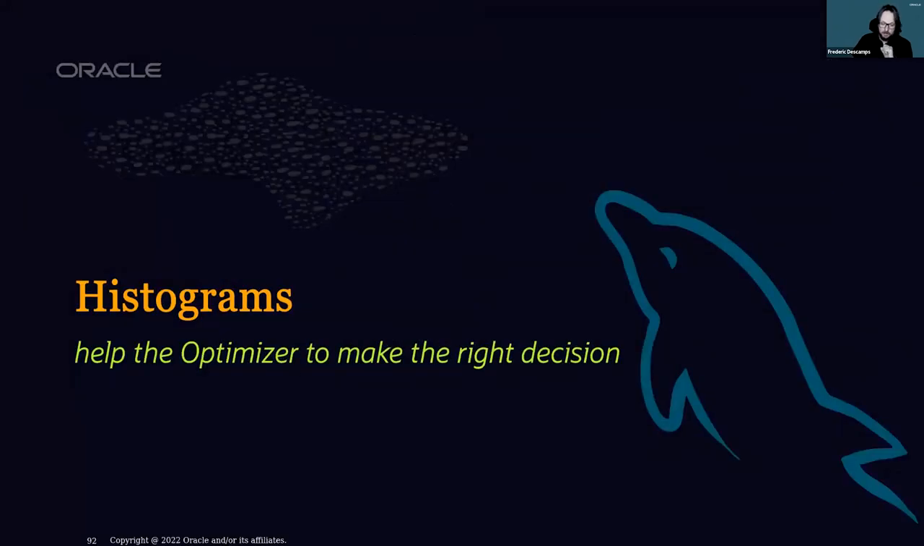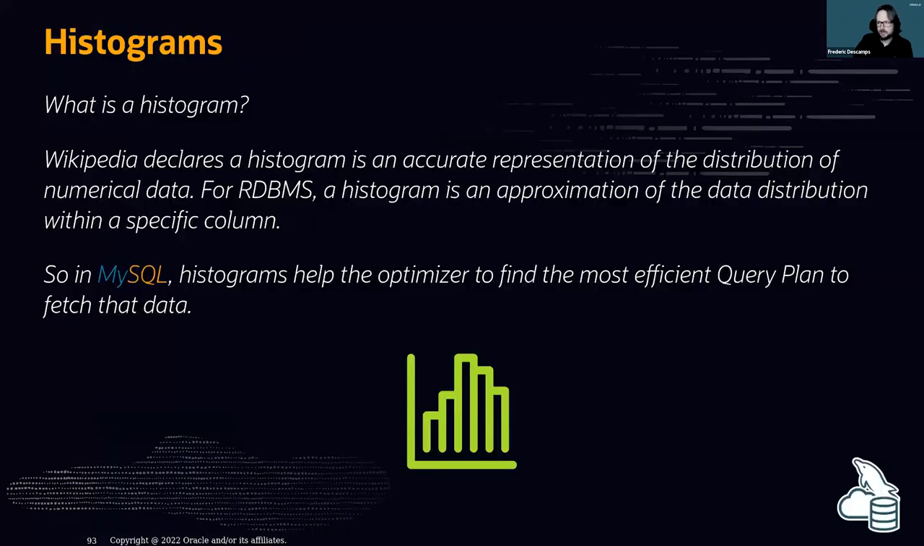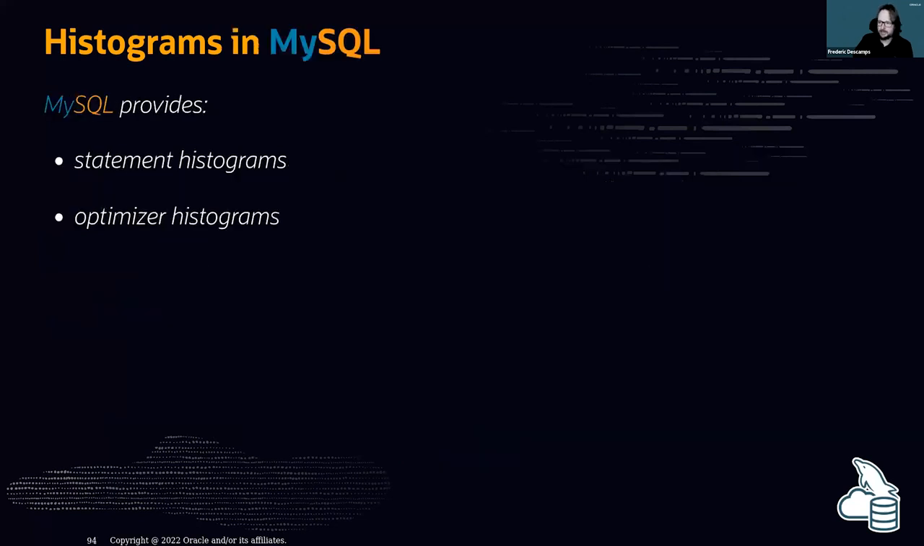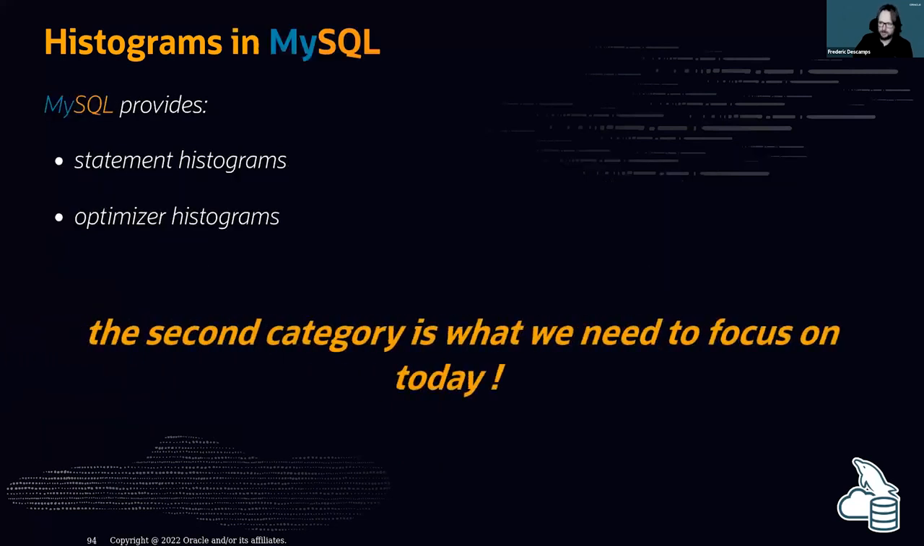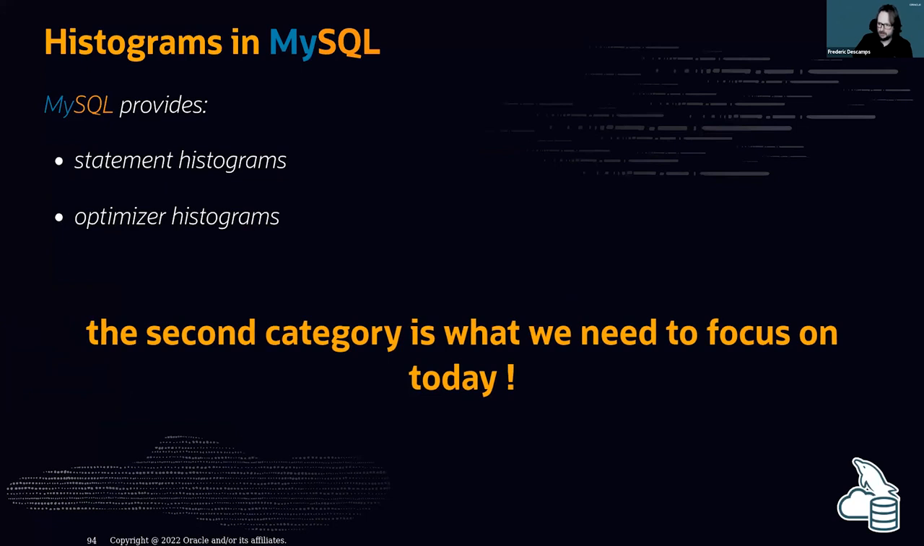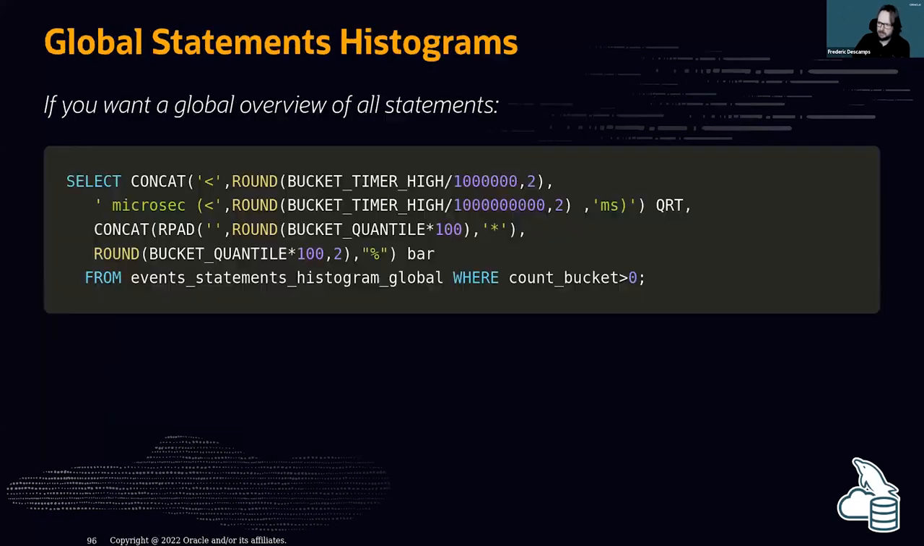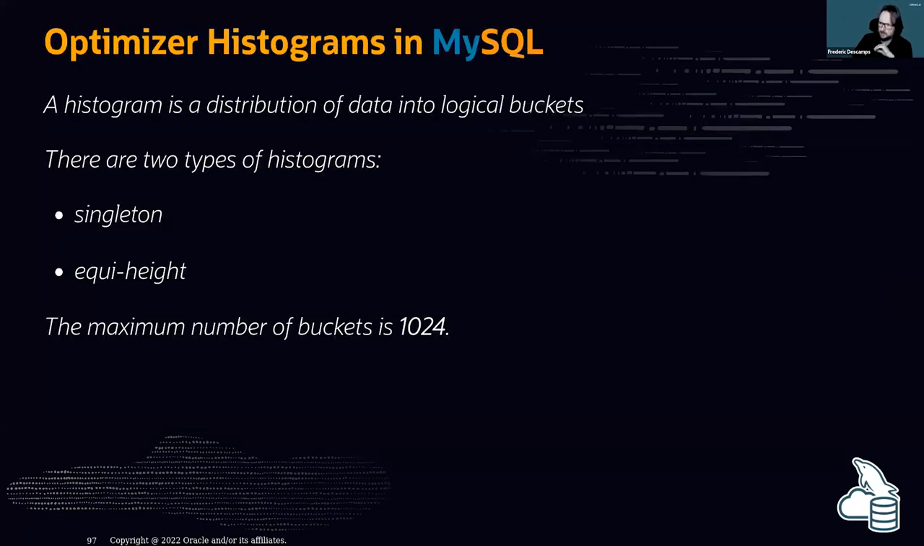I am running out of time. I am sorry, even if there is nobody after me. I want to just show you histograms in MySQL. You also have the possibility in MySQL to have histograms when you are not able to create indexes. You have two types of histogram, statement and optimizer. The optimizer histograms are the ones that are important for you. Statement histograms, I'll let you check what they mean. There is no more information about that.